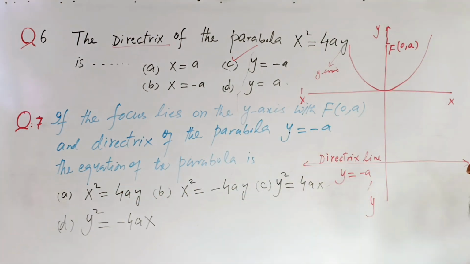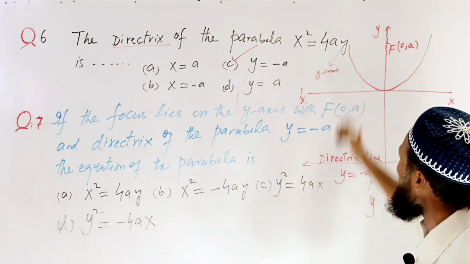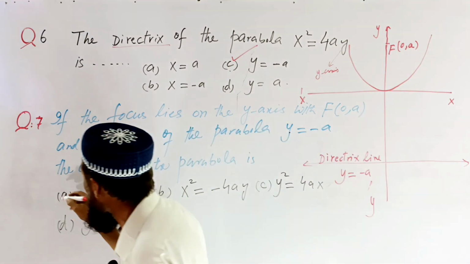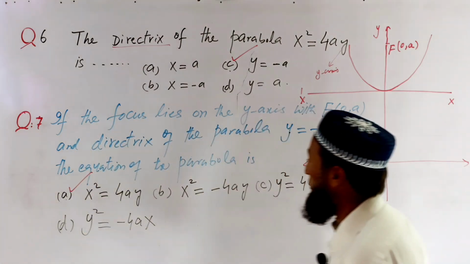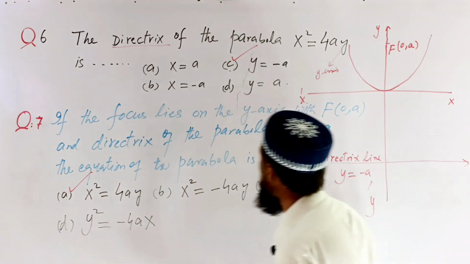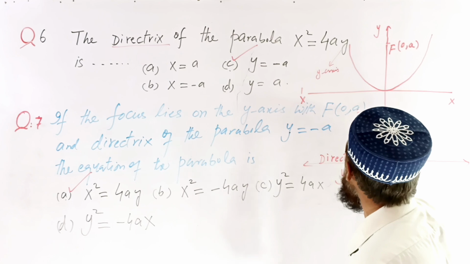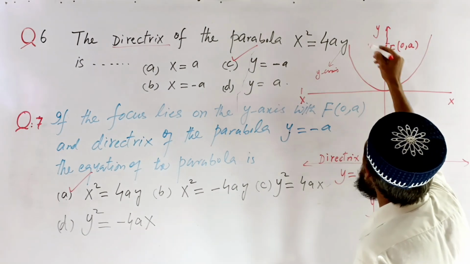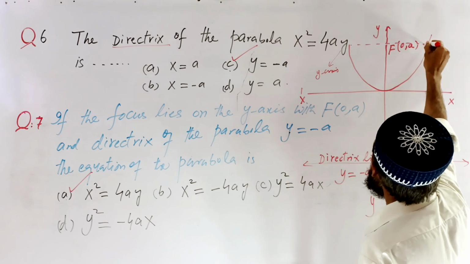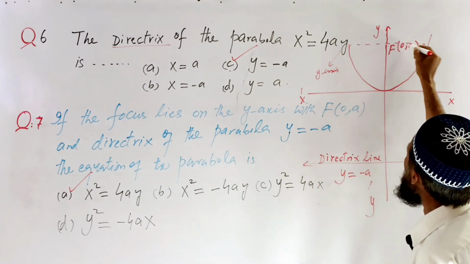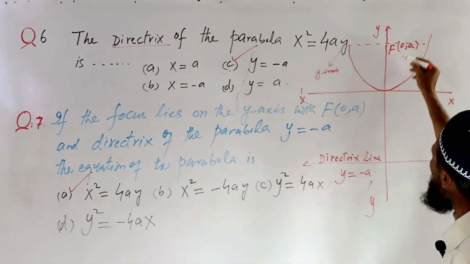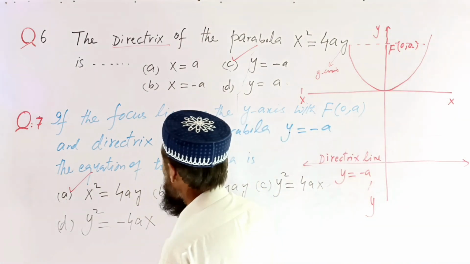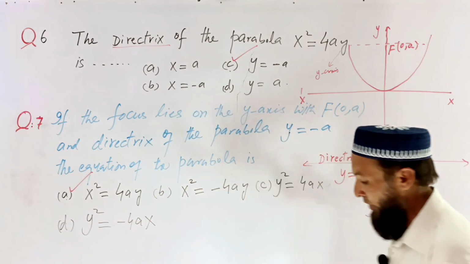According to the definition, the equation of the parabola is x square is equal to 4ay, because here on the y-axis the focus is 0, a, and if x is equal to 0, this point is a. So the equation of the parabola is x square is equal to 4ay.